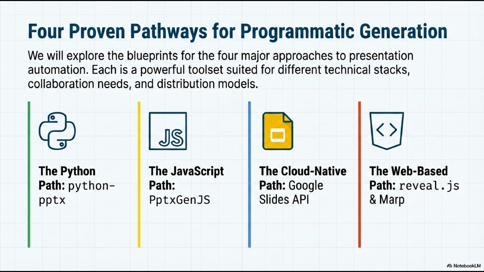For those embracing cloud-native infrastructure and deep integration, the cloud-native path, exemplified by the powerful Google Slides API, is ideal for truly scalable, collaborative, and web-integrated presentation generation. And finally, for those who prefer web-first, markdown-driven presentations with incredible flexibility and version control, the web-based path with tools like Reveal.js and MARP is a game-changer. Over the next few slides, we're going to dive deep into each of these blueprints, starting with a closer look at the Python path and Python PPT.